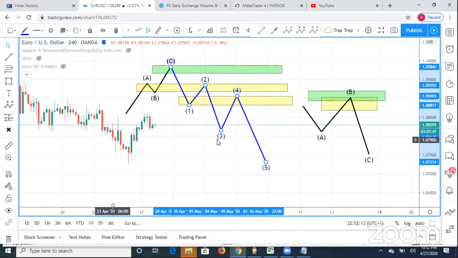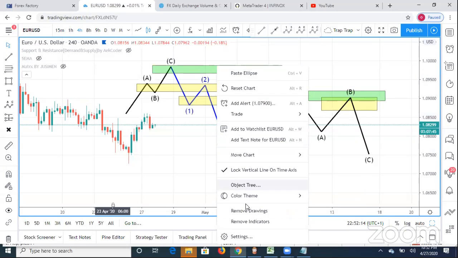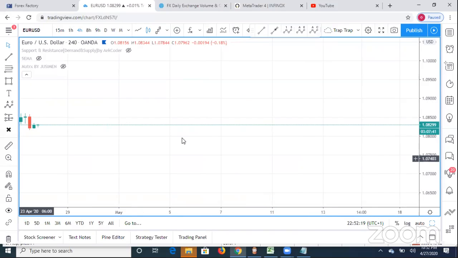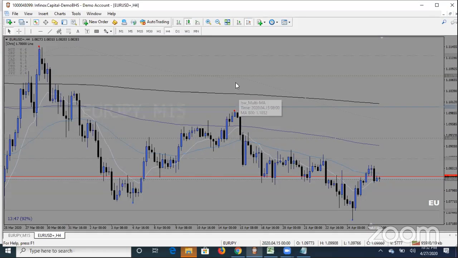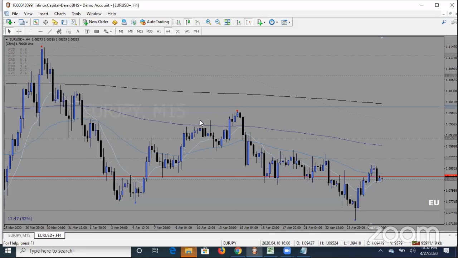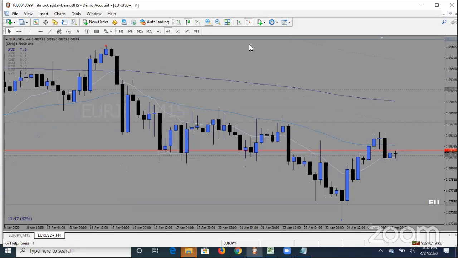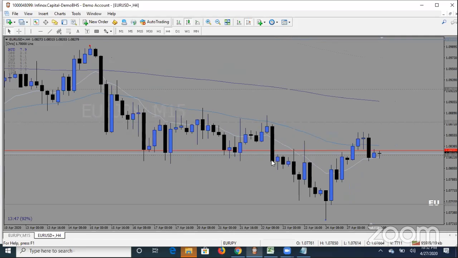So let's go to the chart and see an example. So we have Euro USD on the 4 hours. See Euro USD 4 hours here. So Euro USD was clearly on a downtrend.